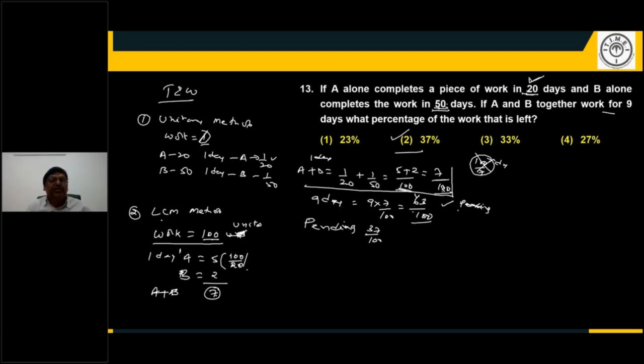In 1 day, if they are doing 7 units, in 9 days how much work will they do? 7 into 9, 63 units. If they are doing 63 units, that means 63 out of 100, so 63% they are completing and 37% is pending. 63% completed. He is asking what percent of the work is left. Leftover work will be 37%.